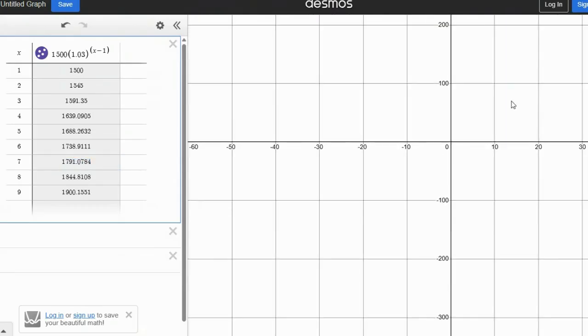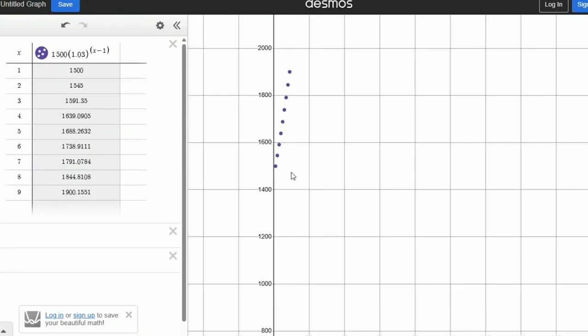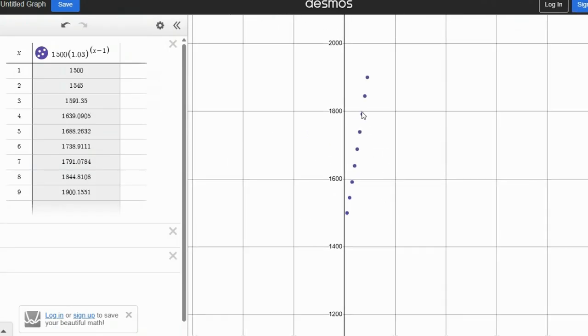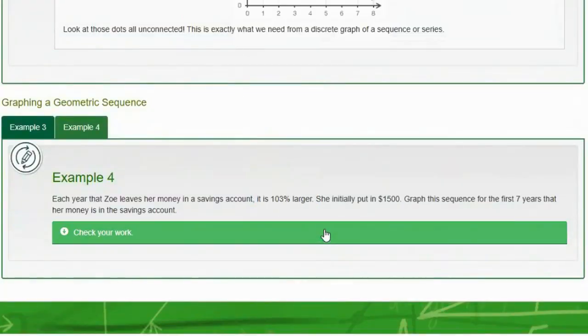Let's zoom out of our graph because we're way up here. Year 7, there it is. She should have $1,791 by year 7. She starts with $1,500 and grows 3% per year. By the 7th year, she's gained almost $300 extra dollars. So what do they get?